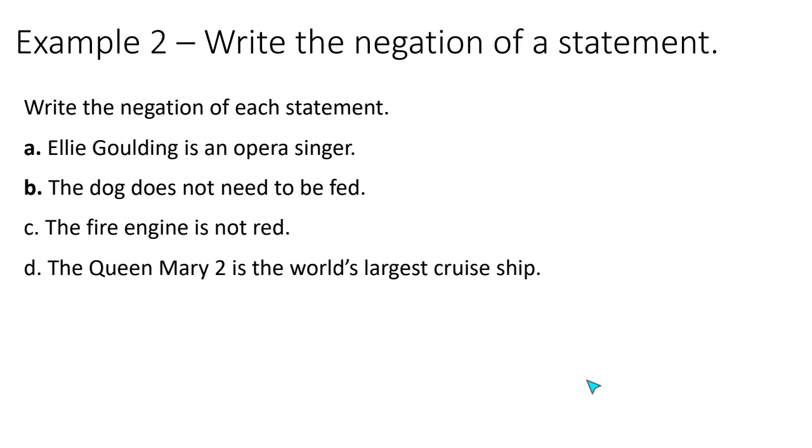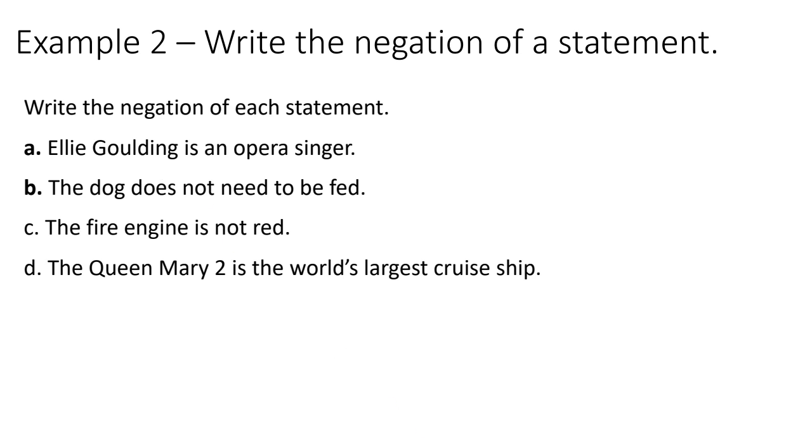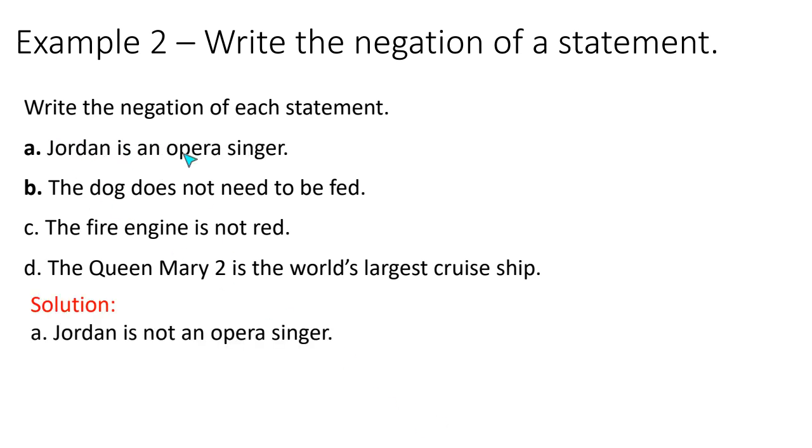We're going to practice writing the negation of a statement. Here are 4 examples, and the question is, write the negation of each statement. We have Ellie Goulding is an opera singer, the dog does not need to be fed, the fire engine is not red, and the Queen Mary 2 is the world's largest cruise ship. We'll start with the first one. I changed it, I guess I forgot to change it over here, but I went ahead and put Jordan is an opera singer. So the negation of this is going to be Jordan is not an opera singer.